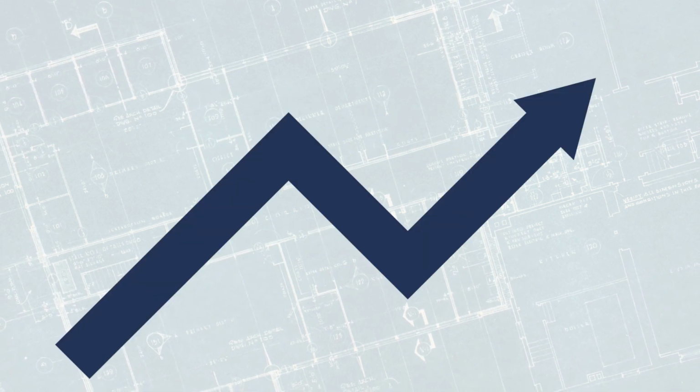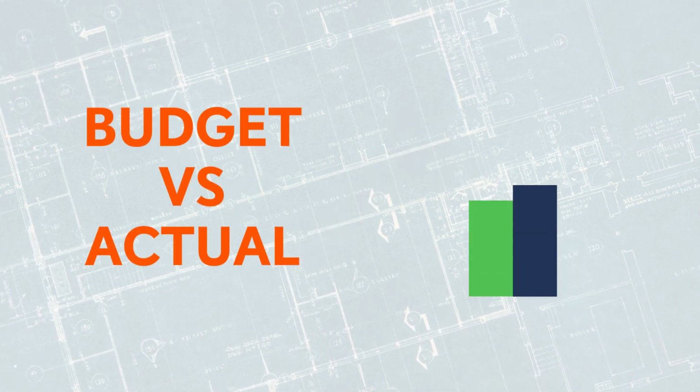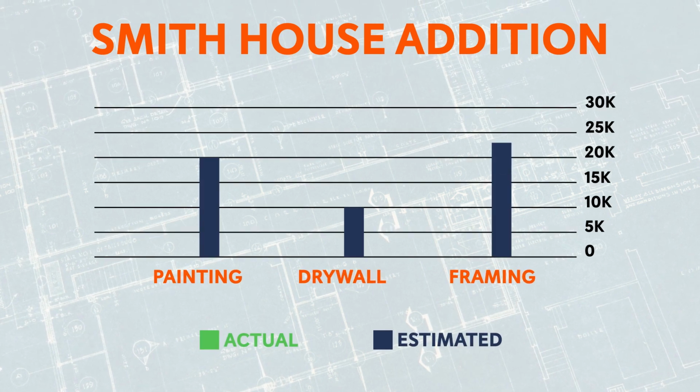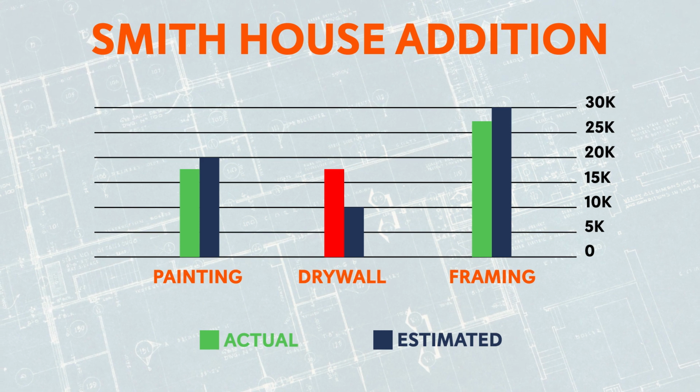Are you constantly overestimating one part of the job and underestimating the other? We have the reports that let you quickly compare your budget versus actual. Did it actually cost what you estimated? Now you know where you went over and where you could trim back next time to be even more competitive.